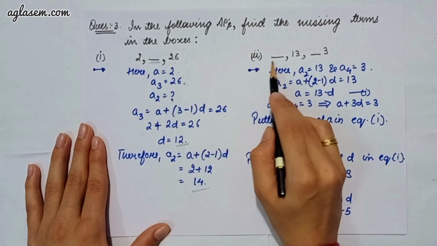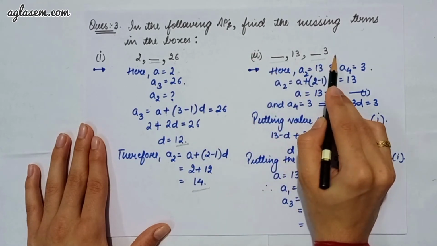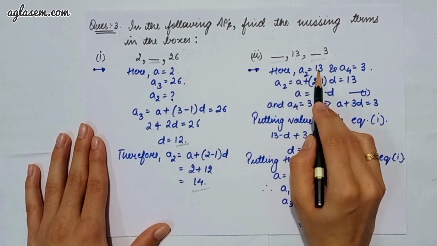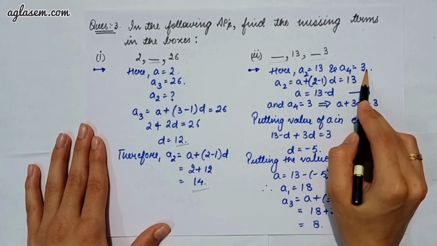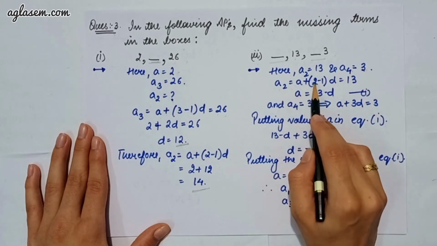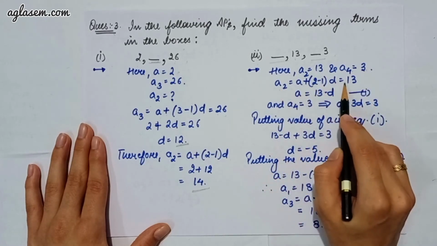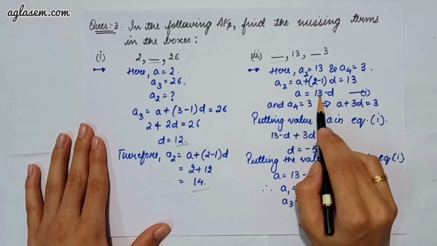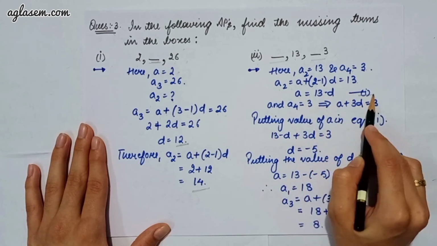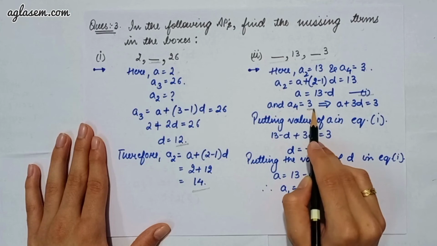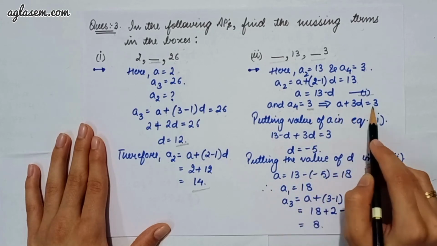The second part says dash, 13, dash, 3. So here A2 is given, that is 13 and A4 is given, that is 3. So A2 is equal to A plus 2 minus 1 into D, that is equal to 13. So A is equal to 13 minus D will be our first term. So A4 is given, that is 3. So now A plus 3D is equal to 3.